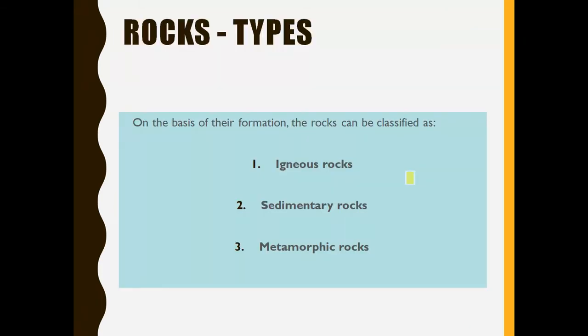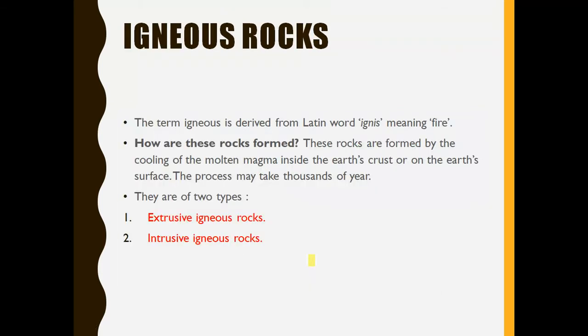Right. Now, the most important part of the chapter is, of course, that on the basis of how the rocks are formed, they are divided into three broad categories. One, igneous rocks. Let me just underline that for you. Number two, sedimentary rocks. And number three, metamorphic rocks. So, more or less, your questions are asked on these types of rocks. There are true and false, fill in the blanks, and there could be some long questions as well. So let's understand these rocks one by one.